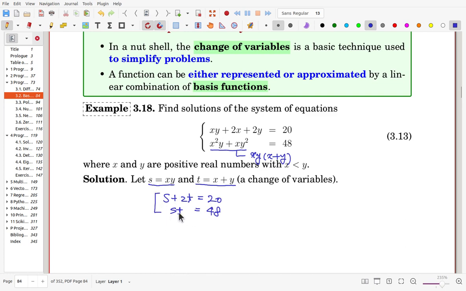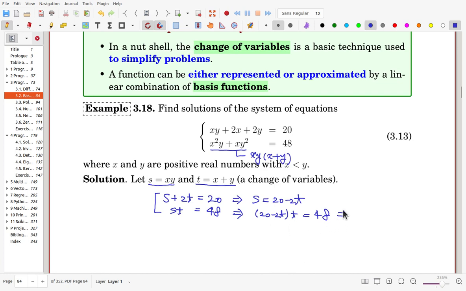Okay, we have resulting equations much simpler than the original ones. From the first one, we have, for example, s equals 20 minus 2t. By using this in the second equation, we have s is 20 minus 2t, times t, equals 48. Now we can solve this problem quite easily. It's quadratic in t, so it's quite easy.